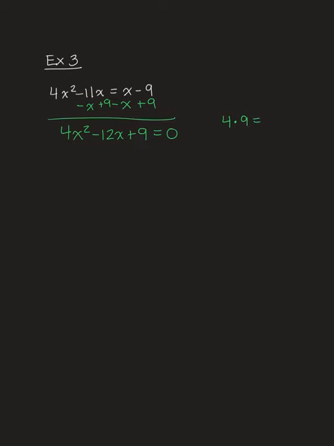So I need to multiply my a times c. So 4 times 9 is 36. Now I need two numbers that will multiply to 36 but add to negative 12. And my numbers are negative 6 and negative 6. Whenever you do berry method, remember that you put your berry in front of both sets of parentheses. Then I can plug in my magic numbers, and now we have to factor out a berry.